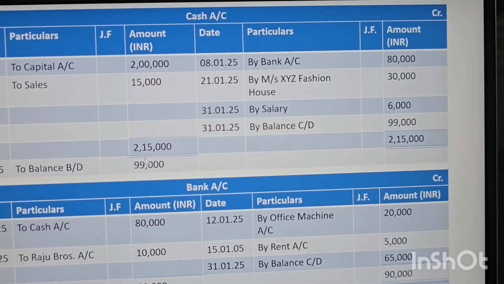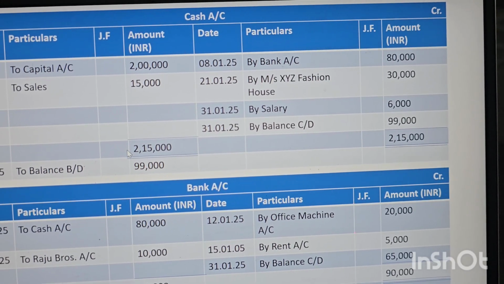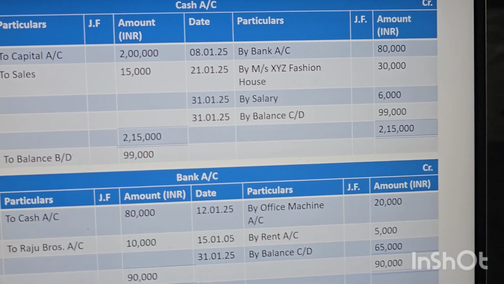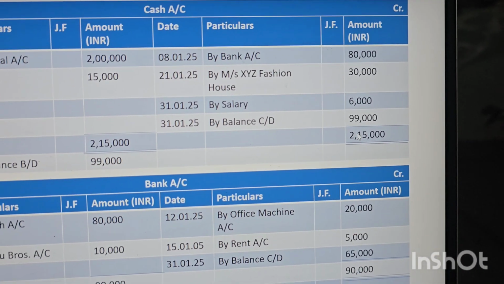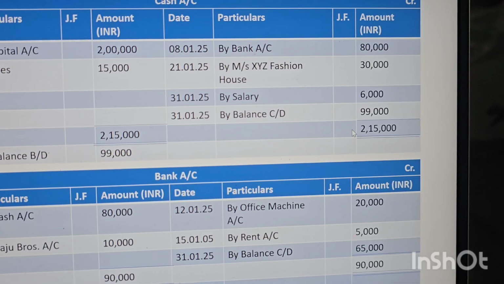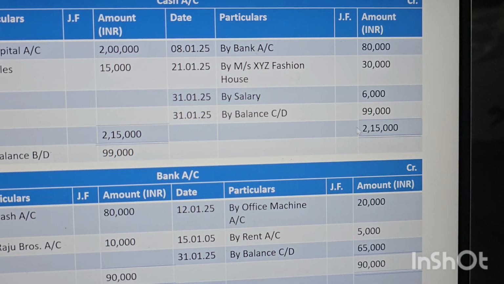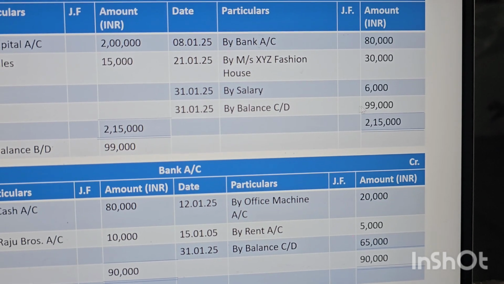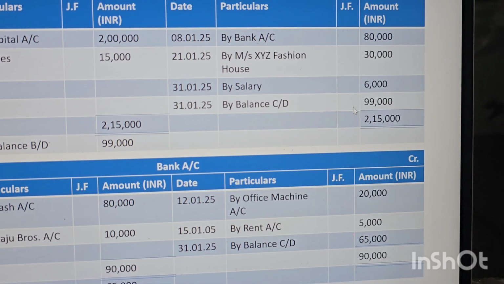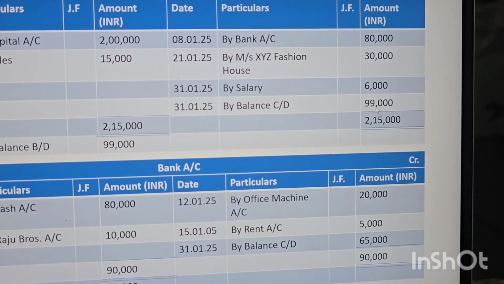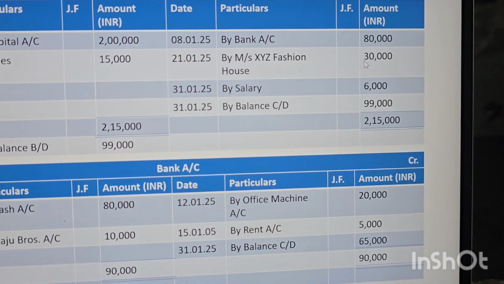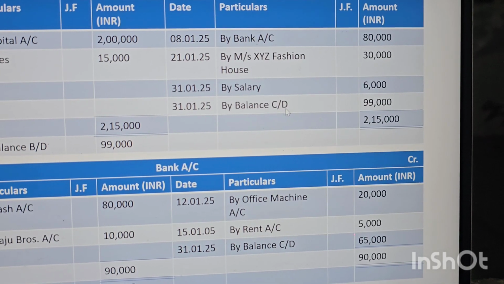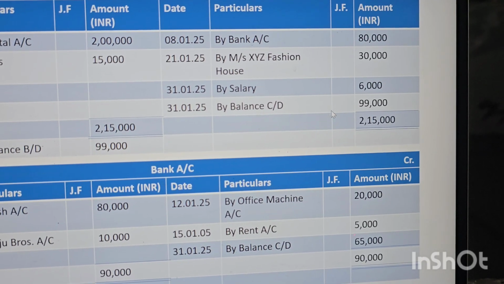So I updated the amount over here as 2,15,000. That is how we need to do it over here, and the same amount needs to be updated on the credit side total. And once we update the total of 2,15,000, we need to put the rest of the amount, the balancing number, at the very last row. So in this case we have a balance of 99,000.